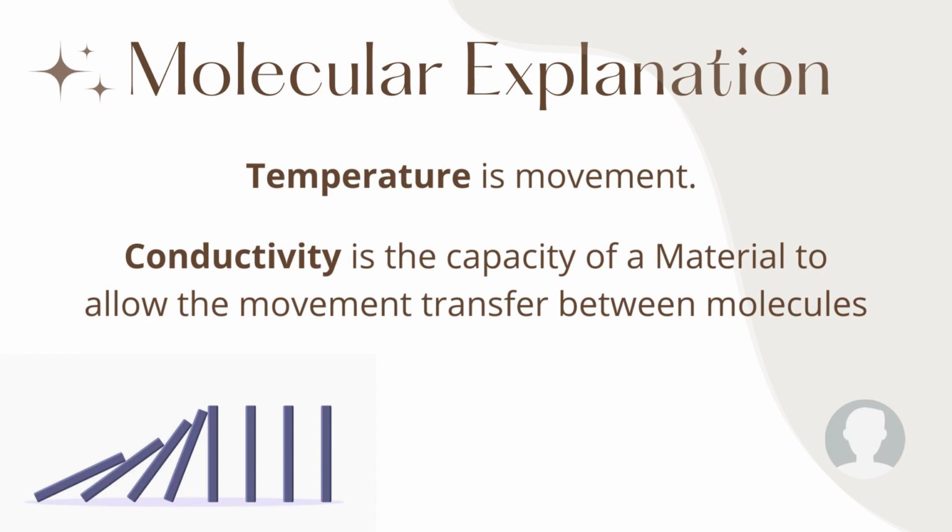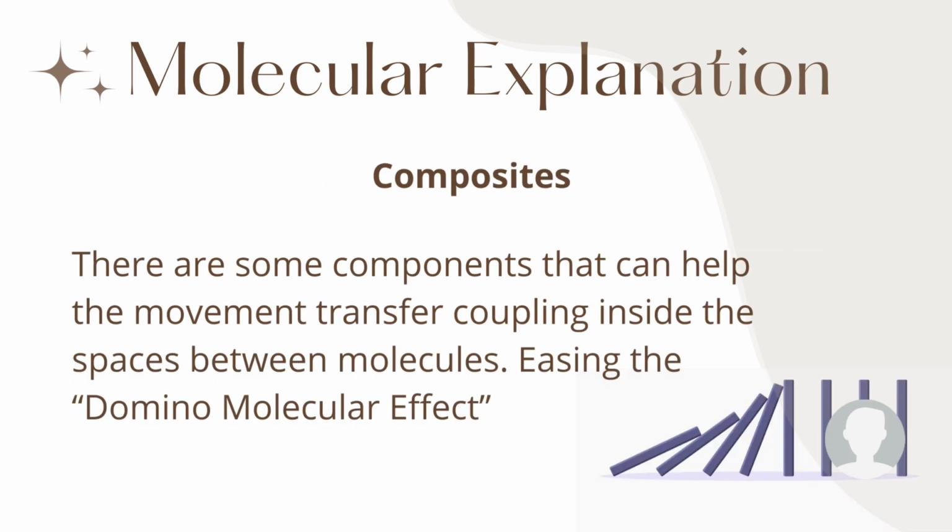About the molecular explanation of this phenomenon, the temperature, molecularly speaking, is movement. The conductivity is the capacity of a material to allow the movement transfer between molecules. As it's easier for the molecules to push between them, forcing and generating movement, the conductivity takes higher values. There are some components in the composites that can help the movement transfer, coupling inside the space that the molecules leave, easing this domino molecular effect.